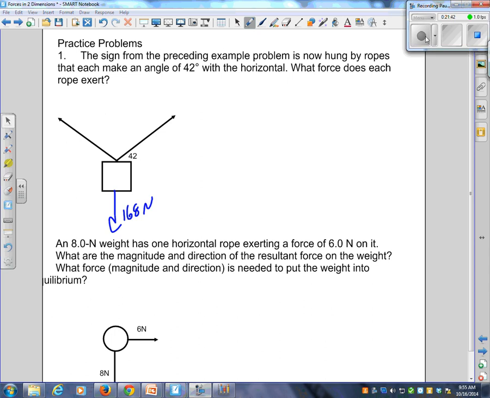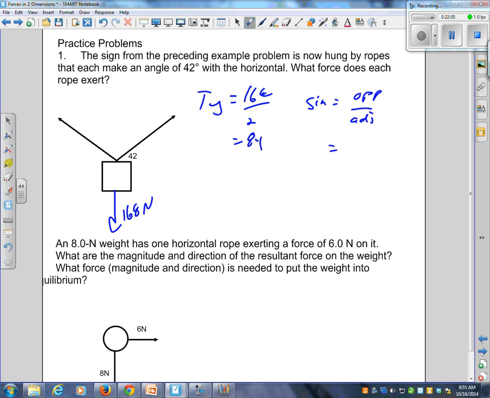So let's have a look at this. All you really have to do is what? A single Ty is going to be equal to 168 divided by 2, which is still 84, right? Sine equals opposite over hypotenuse. So sine of 42 degrees, my opposite over hypotenuse, thank you. So sine 42 is opposite Ty, 84, over hypotenuse, which is my T. Switch the spots: 84 over sine 42. It's exactly the same setup, right?